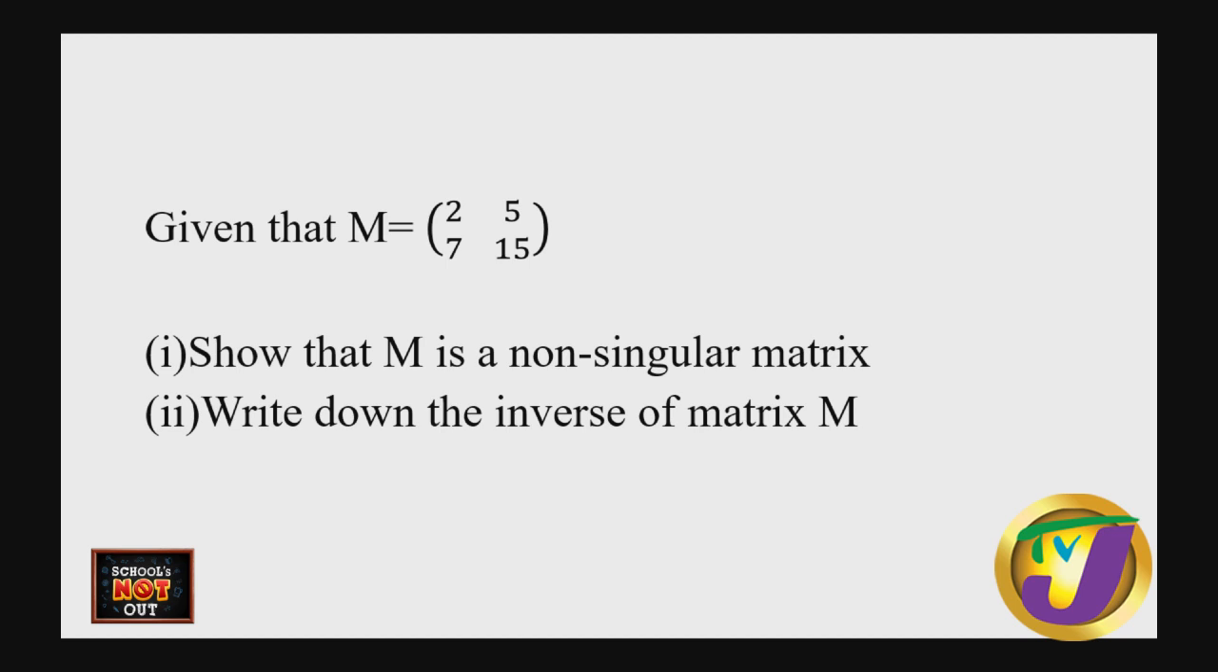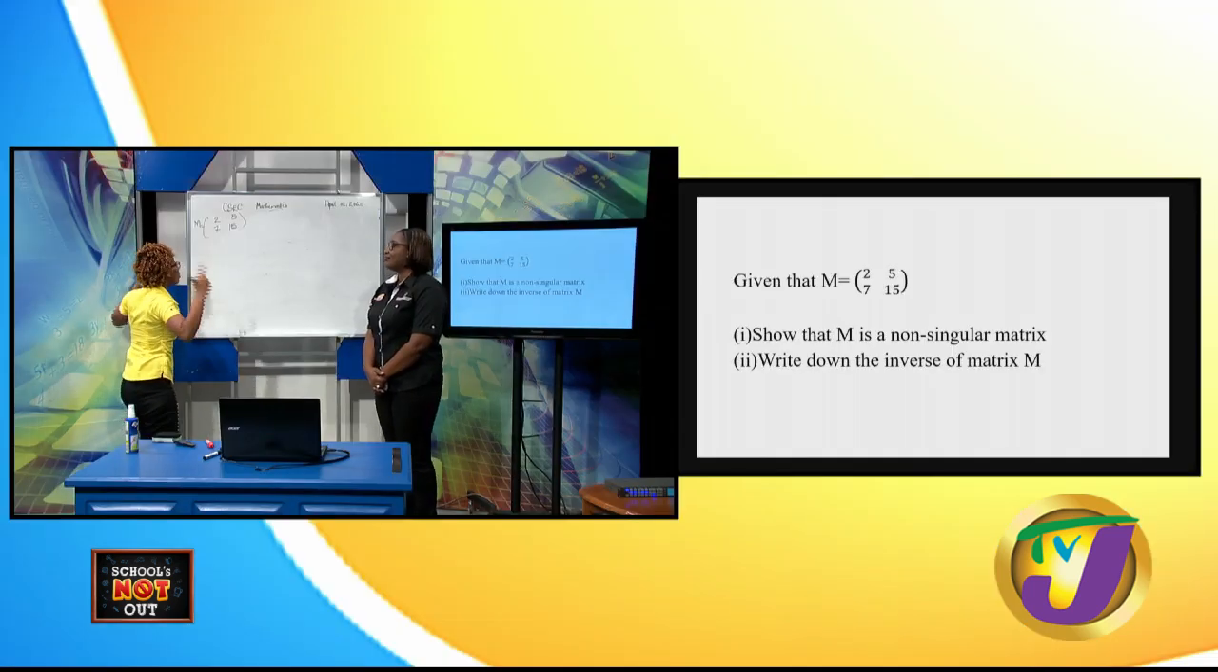And we're asked to show that M is a non-singular matrix. Now right there, non-singular, keyword. What does that mean? That my determinant cannot be 0. So that means I must have a determinant that is not 0. So I know how to work this, and I'm remembering what you just said.